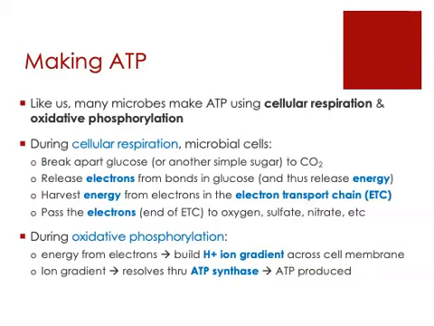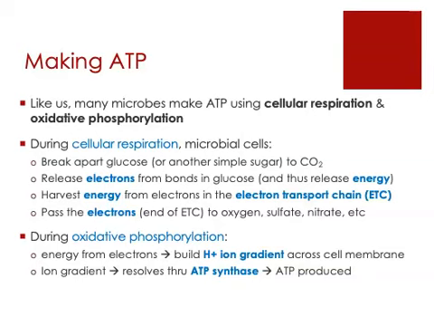Like human beings, many microbes are going to make their ATP using cellular respiration and oxidative phosphorylation. Let's think about all of the different reactions that are happening during those two processes. In summary, during cellular respiration, microbial cells and other types of cells are going to take a glucose molecule and break it apart, bond by bond by bond, until that 6-carbon sugar is broken down into a 1-carbon molecule called carbon dioxide.